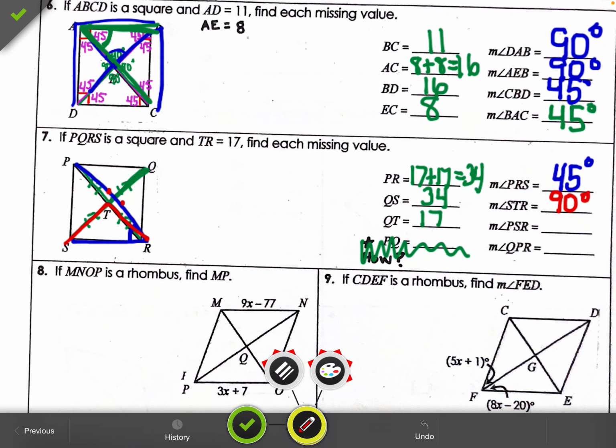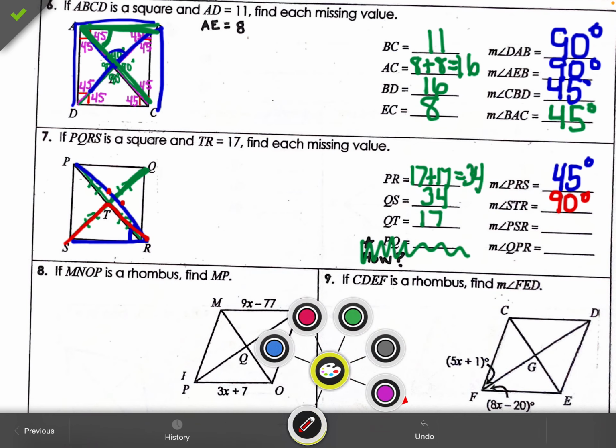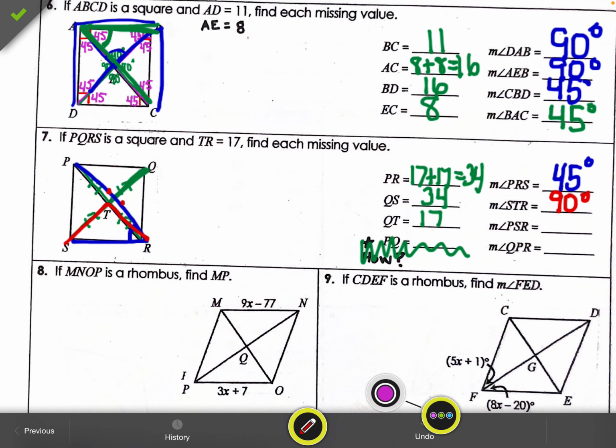PSR. Again, trace it. Tracing is your friend with these problems. So what they say, PSR, that is the whole corner bottom angle. You can either say 45 and 45, or it's a square, so you should know it's 90. Oh, I put that in the wrong place. I can't erase. Okay, 90.